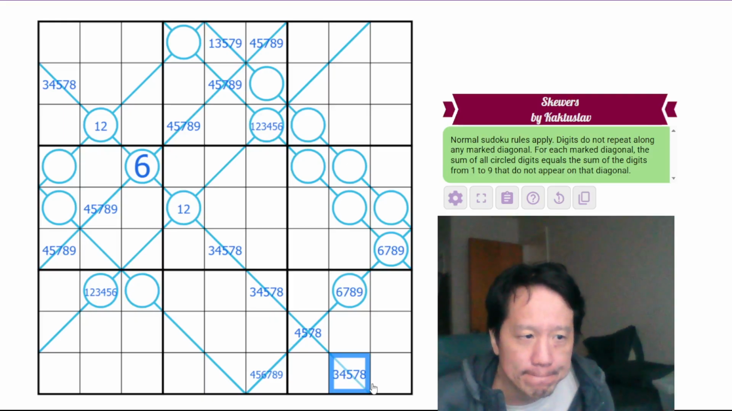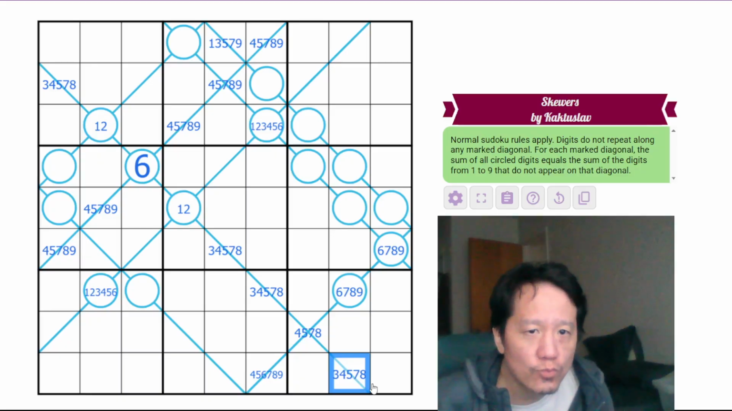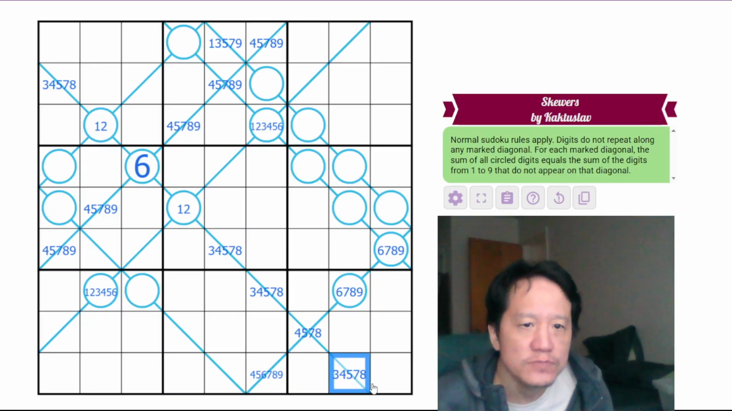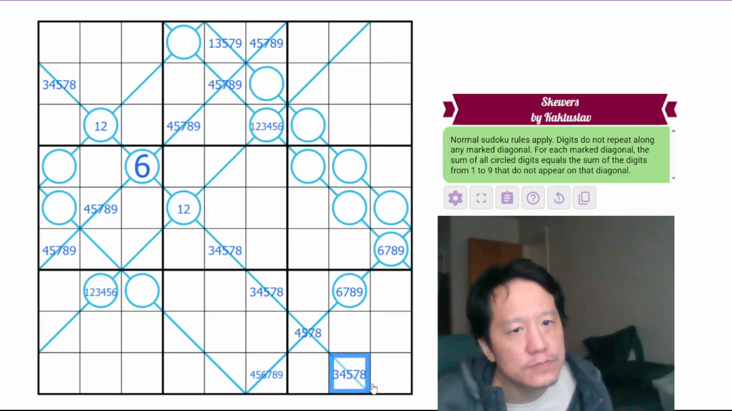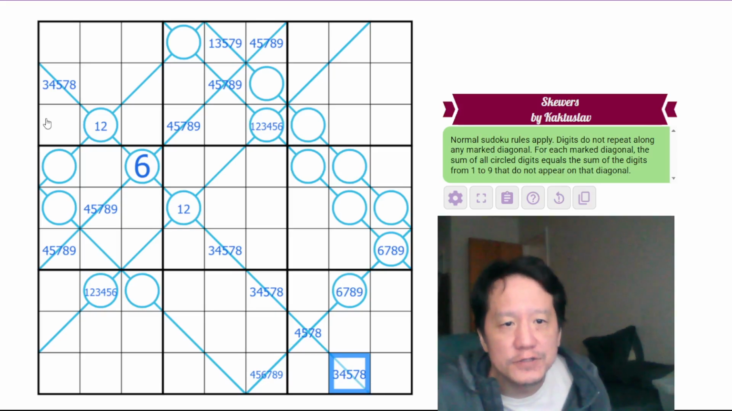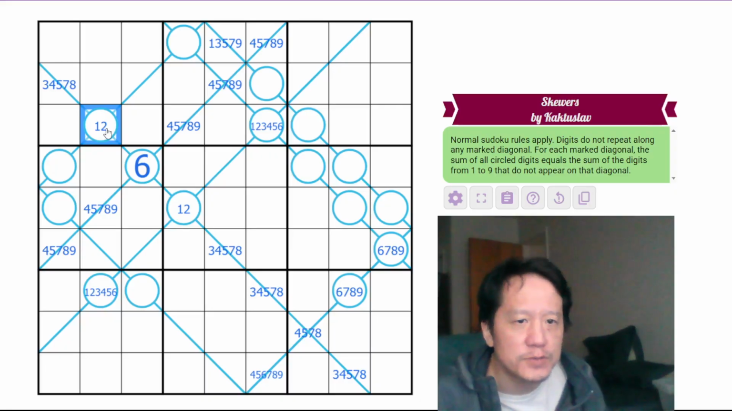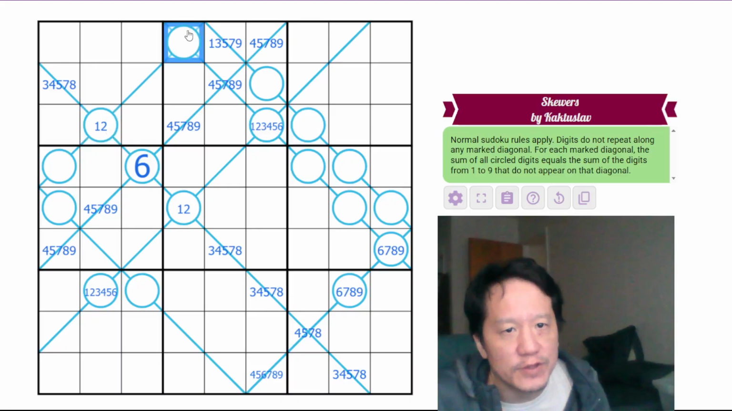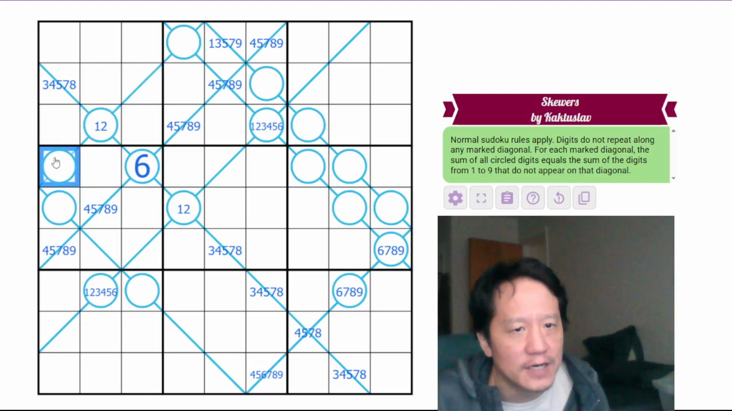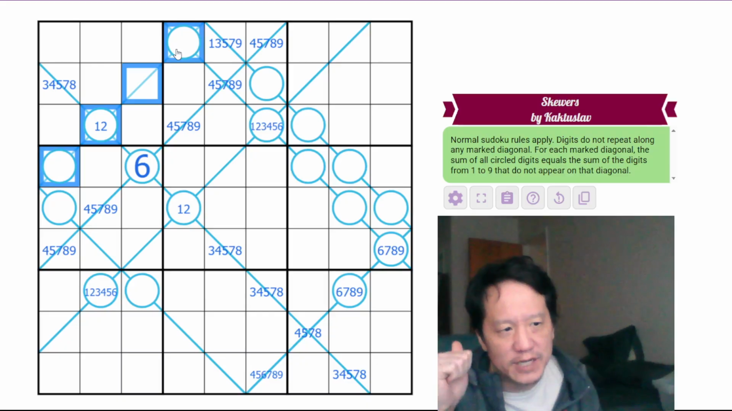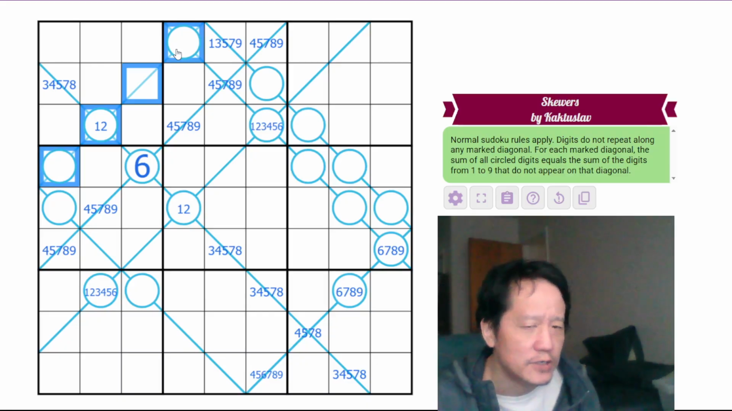Okay, we have 1 through 6 there. This is 1 or 2. Oh, that's interesting. Say this was 1. The maximum these circles could be would be 1, 8, and 9. And that would add up to 18, but then the digits not on the line would be guaranteed minimum 2 through 6, which is 20. So that does not work.